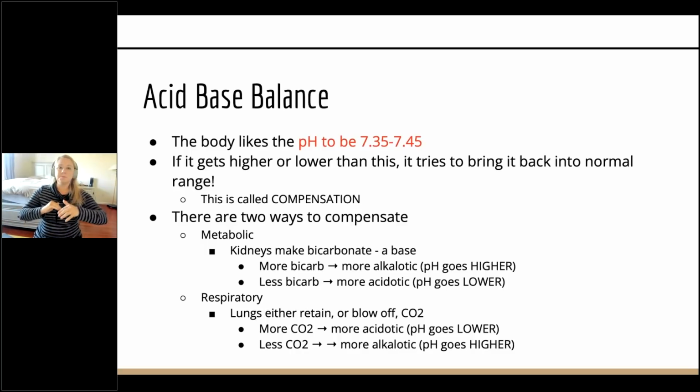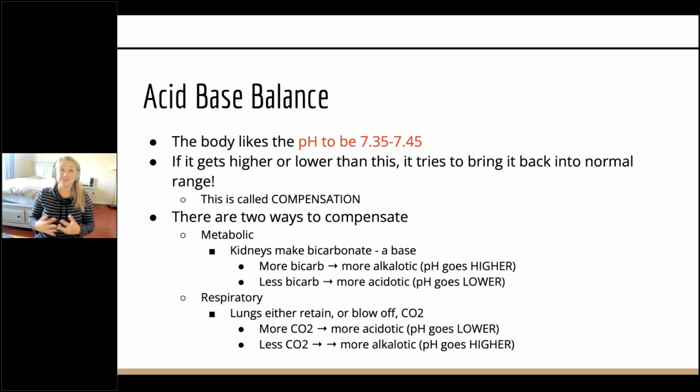So with acid-base balance, it's all about keeping the pH within a certain range, the pH of the blood, that is. The body, and especially the brain, is really picky about the pH. It has to be 7.35 to 7.45. Outside of that range, things get wonky. The brain starts to malfunction, the situation goes out of control. So we have lots of mechanisms in place to keep the pH within that range.